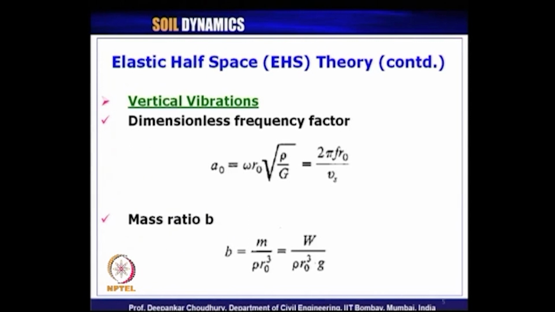Now, Reisner has established the amplitude of oscillatory motion. It is given by this expression: A z is equal to q naught by g r naught, root over f 1 square plus f 2 square by 1 minus b a naught square f 1 whole square plus b a naught square f 2 whole square. So, this is the expression for the amplitude of the oscillatory motion.